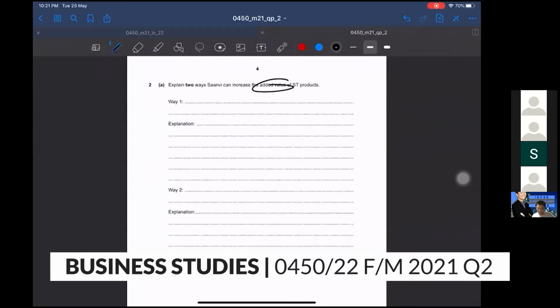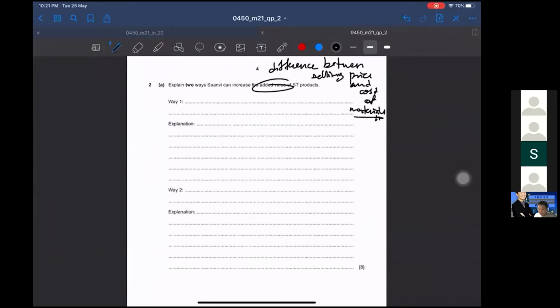Basically, added value is the difference between your selling price and cost of materials only. Please, this is only the difference with the cost of the material, not the cost of production, not the total expenses, because some students may confuse added value with profit. So what is the difference between added value and profit? Profit is after all expenses deduction, but added value is only the difference between selling price and your cost of material.